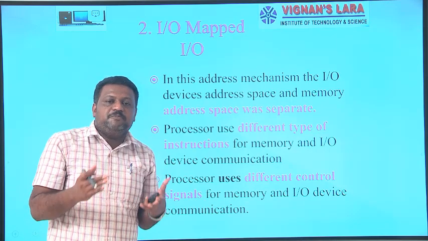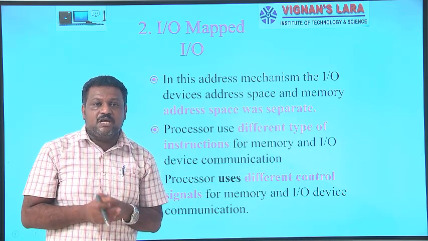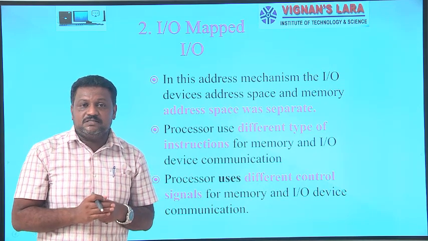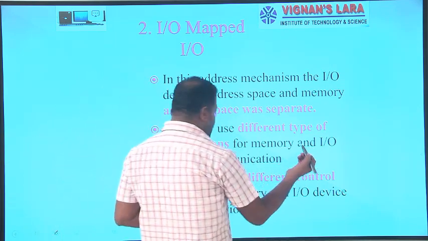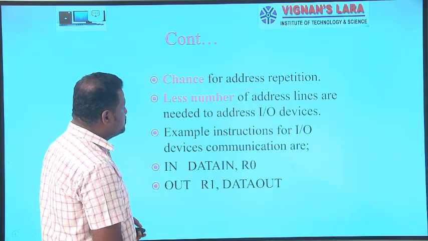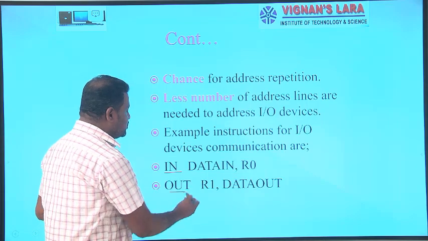In, for example, Intel processors communicating with IO devices, where IO mapped IO was used to address IO devices, they especially use the in and out instructions.